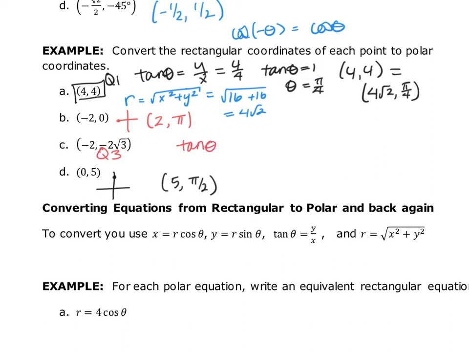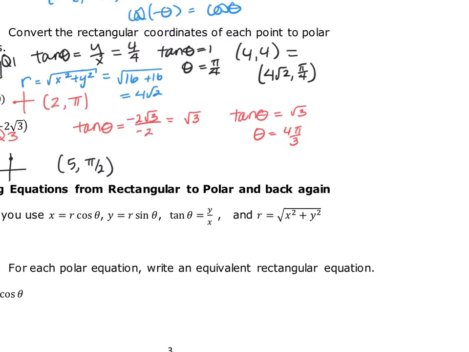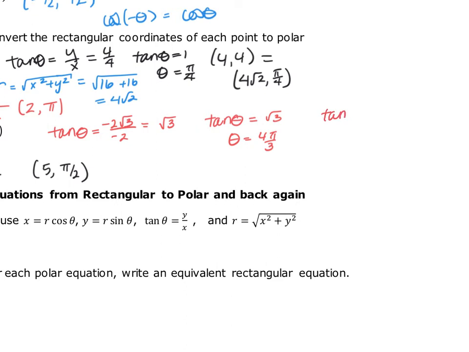So the tangent of theta is equal to my y value, which is negative 2 square root of 3, over my x value, which is negative 2. This gives me a positive square root of 3. So I ask myself, the tangent of theta is equal to the square root of 3 in quadrant 3. What is the angle? Well, that angle happens to be 4 pi over 3.